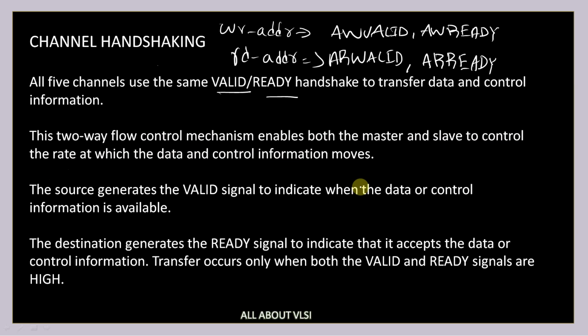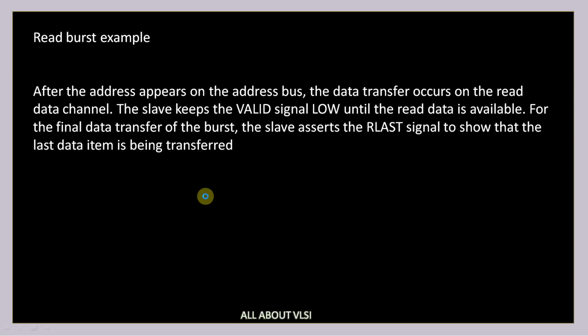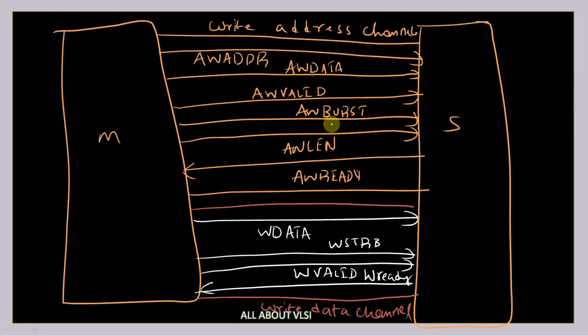Now the source is going to generate the valid signal. Whatever the channel may be, the source is going to use a valid signal to indicate whether the data or the control information which is available is valid or not. We have already seen in our previous sessions, for example, your write address channel was using AW valid to indicate whether the data available is valid or not. So the master was using AW valid, and in the write data channel it was using W valid.